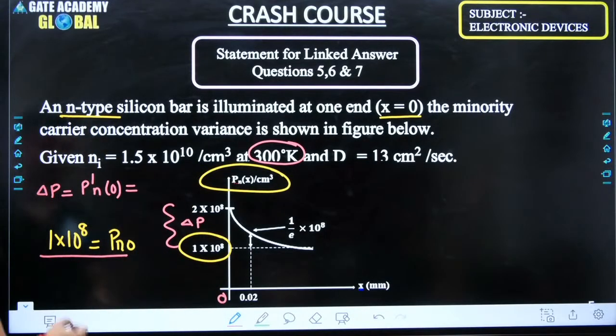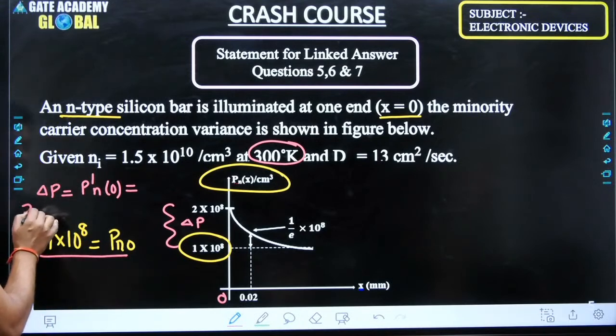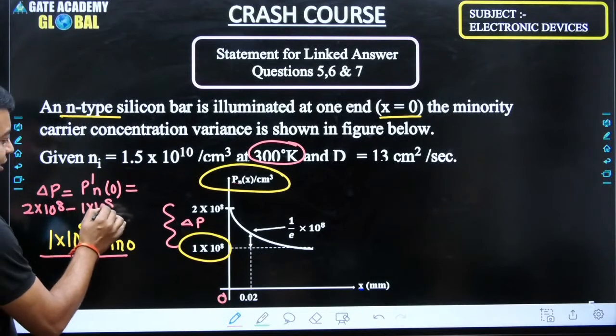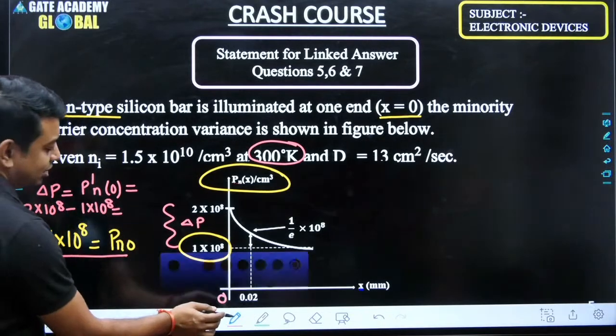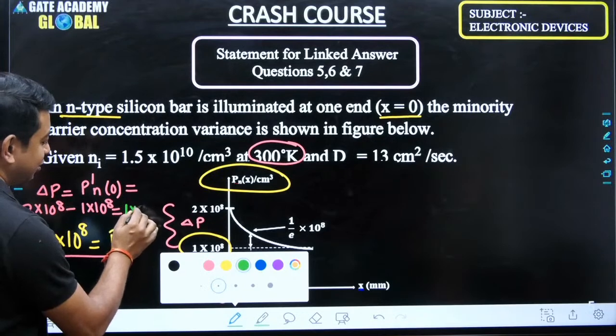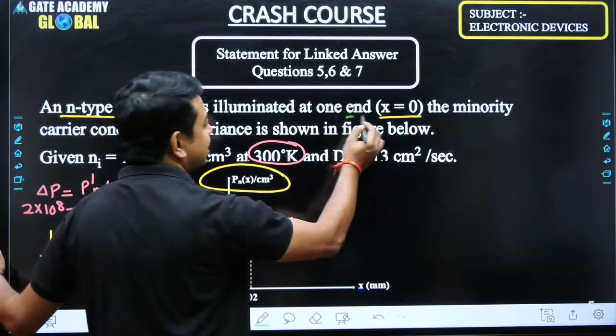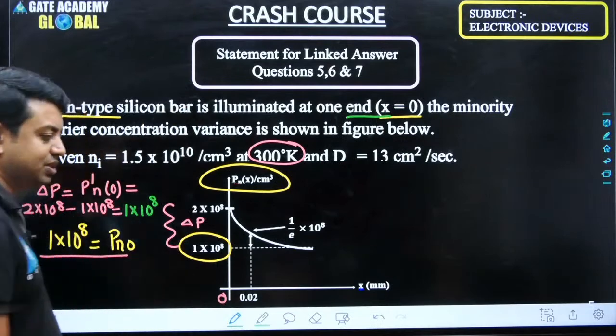So we can find out this part by taking 2 into 10 to the power of 8 minus 1 into 10 to the power of 8. This is given by how much? This is given by 1 into 10 to the power of 8. That means we know what will be the concentration at distance 0 within the semiconductor. Distance 0 means at the edge where we have illuminated the light source.